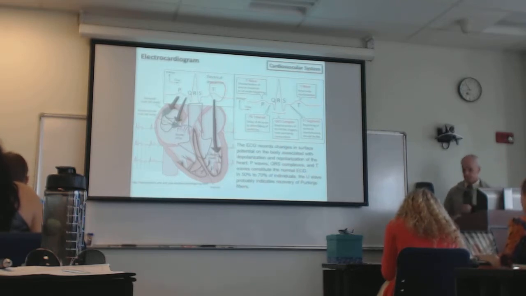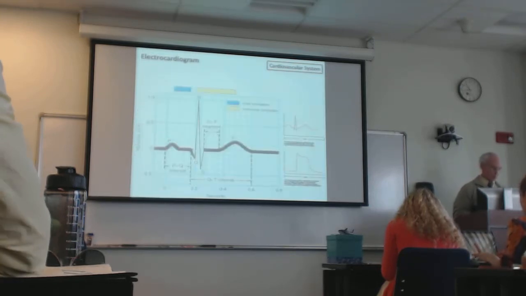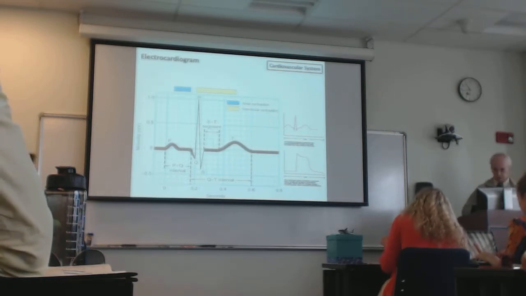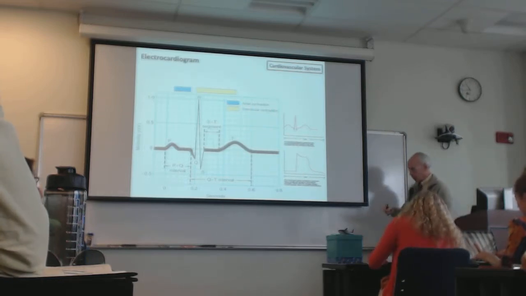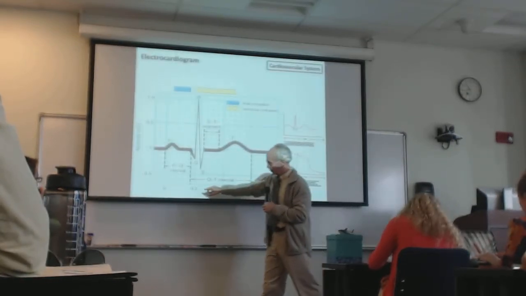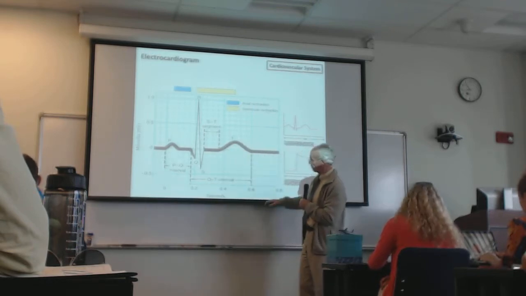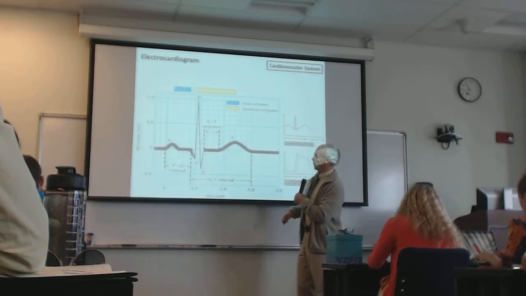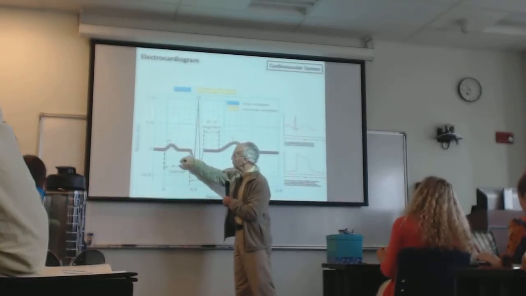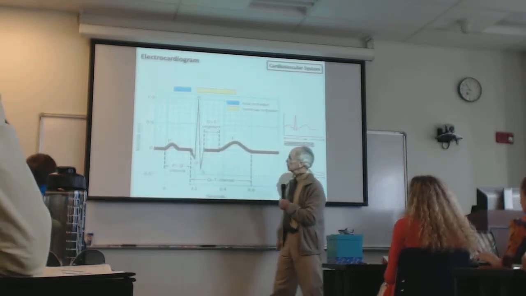In the old days, they would actually use graph paper like this. As the paper went under the little moving arm, it moved at a certain rate. And you could adjust the rate so that one of these little blocks represented a unit of time. And so doing that, you get some idea of the time involved, for example, between the initiation of the P wave and the initiation of the Q wave and so on.